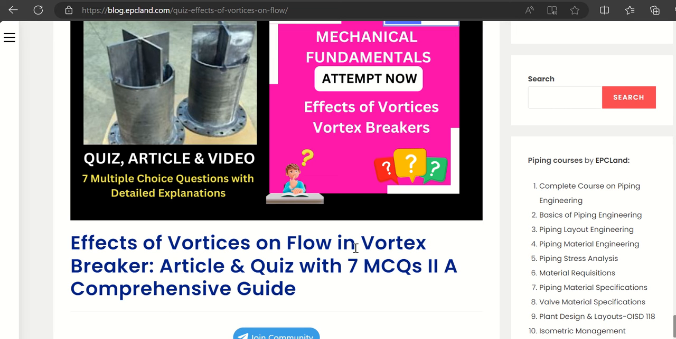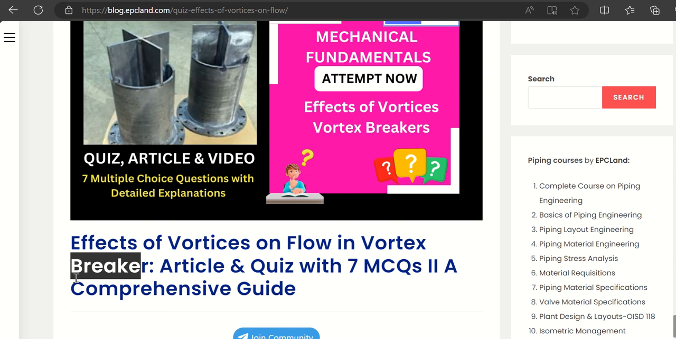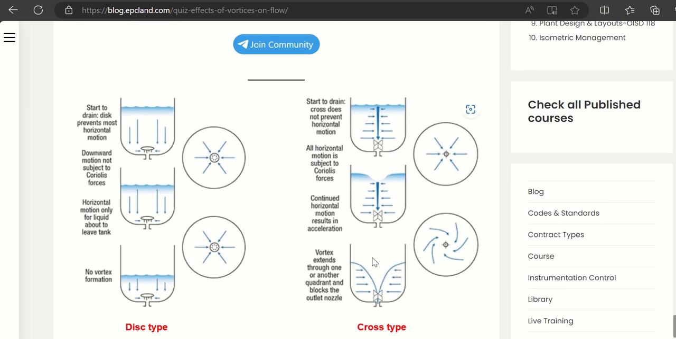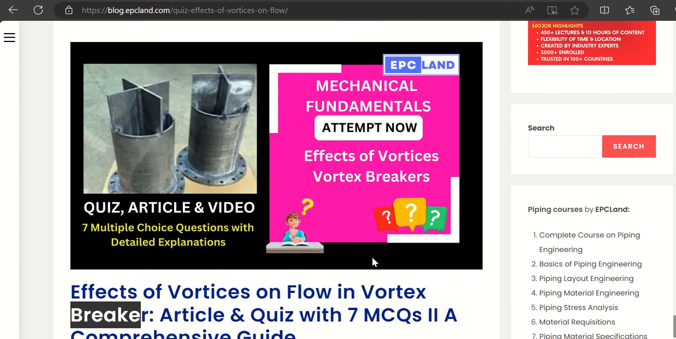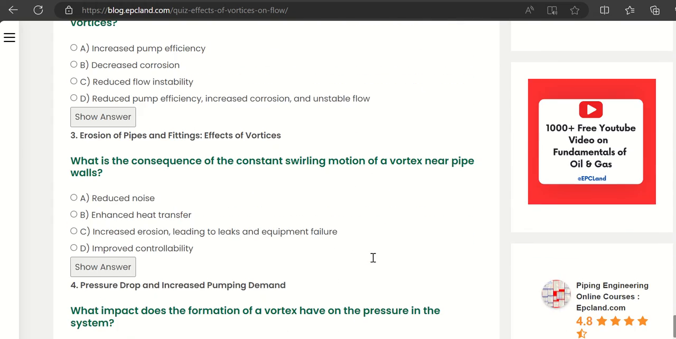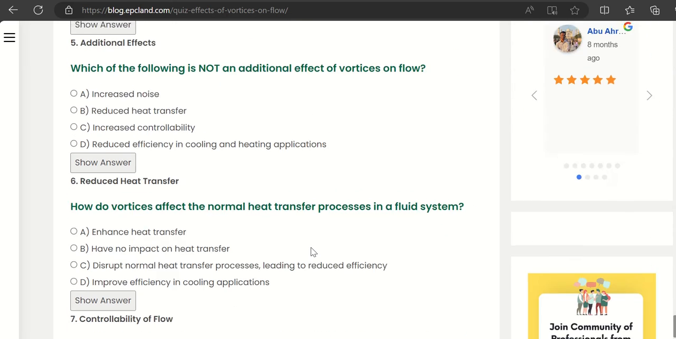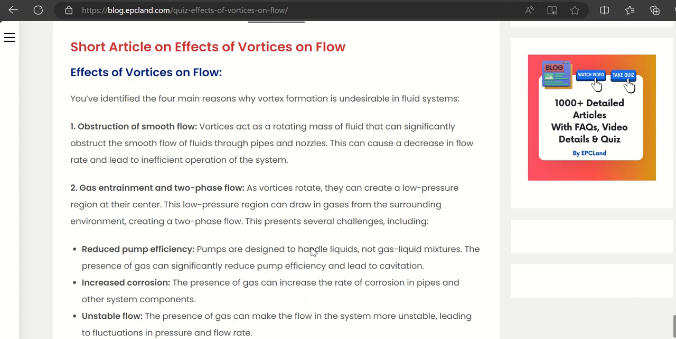In this section also, we'll move in a similar manner. First, we'll look at the literature part. We'll try to understand various effects and why it is important to use this vortex breaker. Again, after that, we will look at the quiz section also. So we will have a few multiple choice questions, along with that, we'll look at the explanations also. So first part, we are going to look at the literature part.